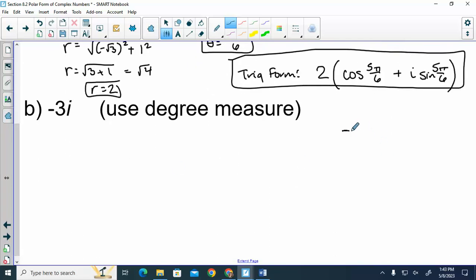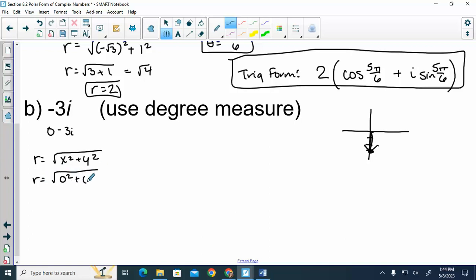Double check your picture. What's your real part? Yeah, this is like 0 minus 3i. So the x is 0, my y went down 3. So here's my picture. So then r, what's x? Y is negative 3 squared. So what's r? 3. Theta, you could set up tangent, or you could just look at this. What's my angle?